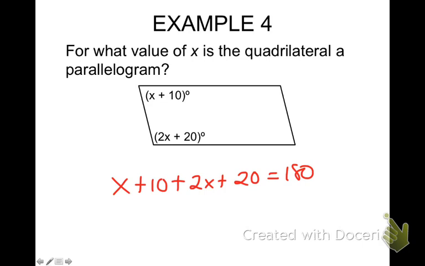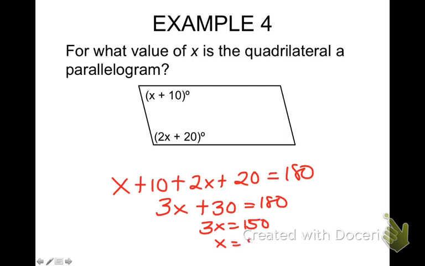Right, combine your like terms. So 1x plus a 2x, I see 3x. 10 and 20 makes 30 equals 180. Subtracting 30 from 180 gets me 150. Dividing by 3 gets me x is equal to 50. So if x is equal to 50, that would make my consecutive angles supplementary, which would then make my quadrilateral a parallelogram.